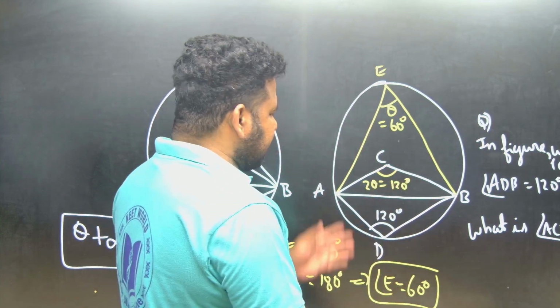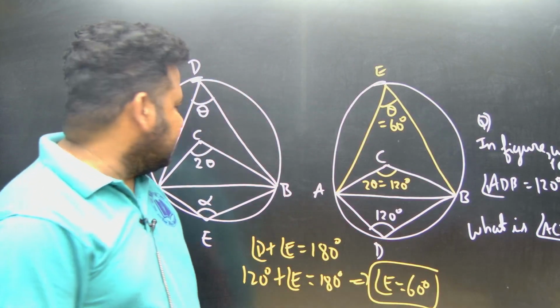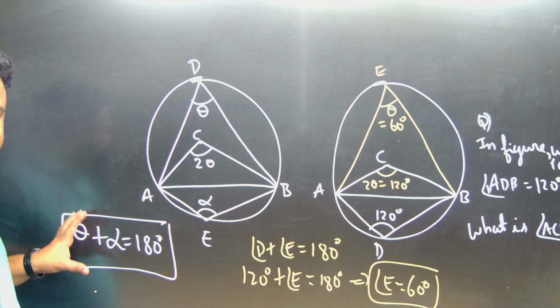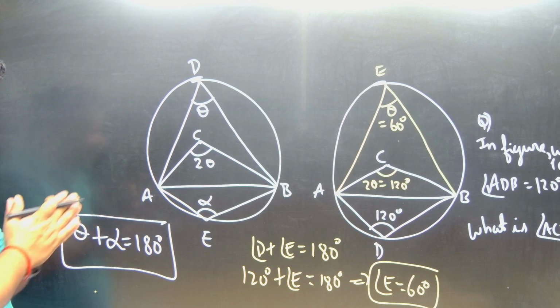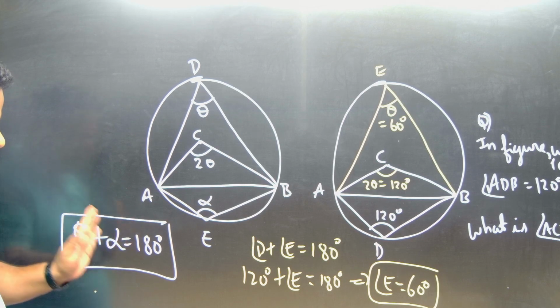So this is how you will find out angle ACB. That is why this property is very important. Clear, friends? Slowly we are building the concepts. Theta plus alpha is equal to 180 degrees.